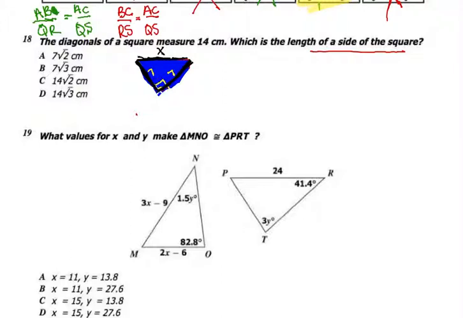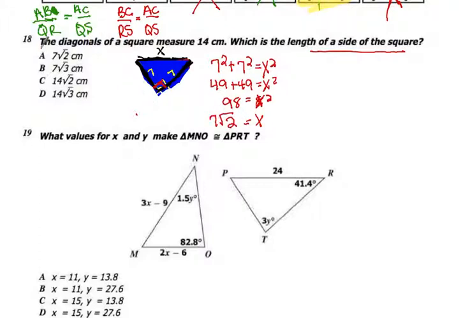Since we have two sides of a right triangle, we can do the Pythagorean theorem to find the third side. So let's do it. A squared plus b squared equals c squared. 7 squared plus 7 squared equals x squared. 49 plus 49 equals x squared. 98 equals x squared. X ends up being 7 square roots of 2. So you should have got me.